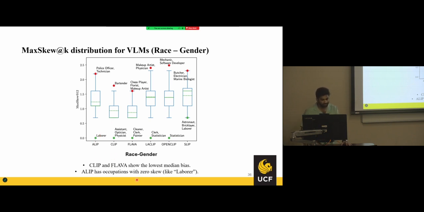ALIP has some occupations, like laborer, with zero skew, that is, when given the laborer occupation, it does not show any bias towards any particular race, gender, and so on. As we can see, some of these points are outliers and marked in red, while others are marked in green. The green ones show a lower bias, while the red ones show a higher bias when the model is asked for those particular occupations.